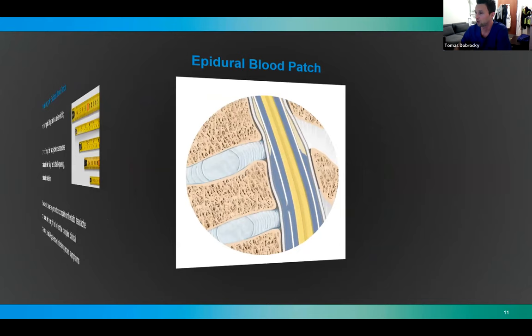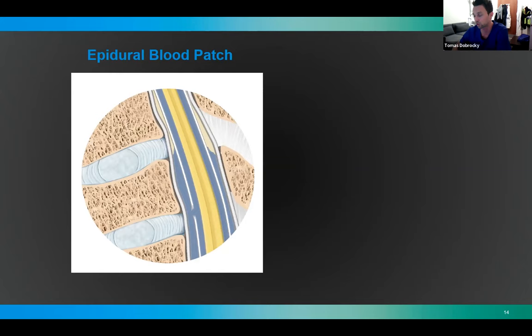So what is the mechanism? How do we think an epidural blood patch works? So we have a small tear here.